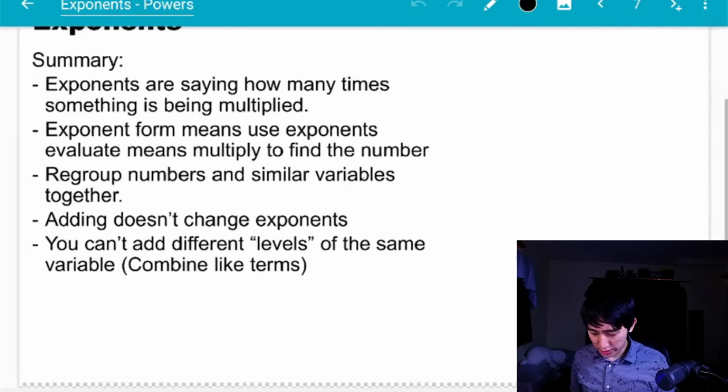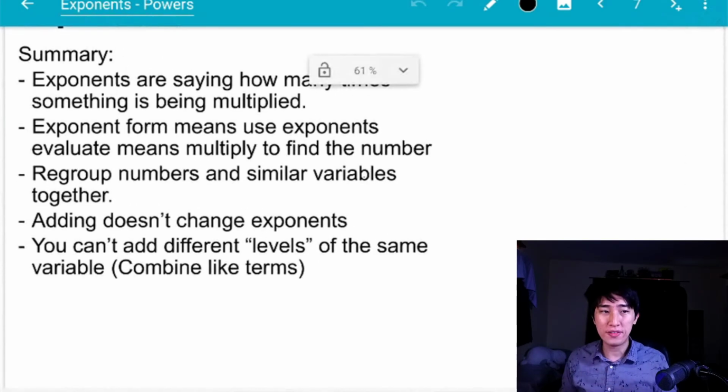So in summary, a couple things: exponents by definition. Remember, in my class, definition is so important because it helps you understand what's going on. Exponents are saying how many times you're multiplying something. Exponential notation or exponential form means use exponents. 3 squared, that's fine. However, evaluate means actually multiply out the numbers.